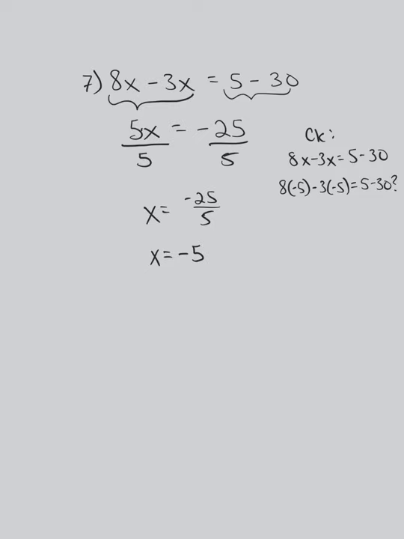First of all, I compute the left side. 8 times negative 5 is negative 40. And then I have negative 3 times negative 5. That's positive 15. And then equals, and now I compute my right side. I have 5 minus 30 is negative 25. And so remember, we have negative 40 plus 15. So I subtract the numbers. That's 25, but I keep the sign of the larger one, so that comes out negative. So notice that does check. So x equals negative 5 is my solution.